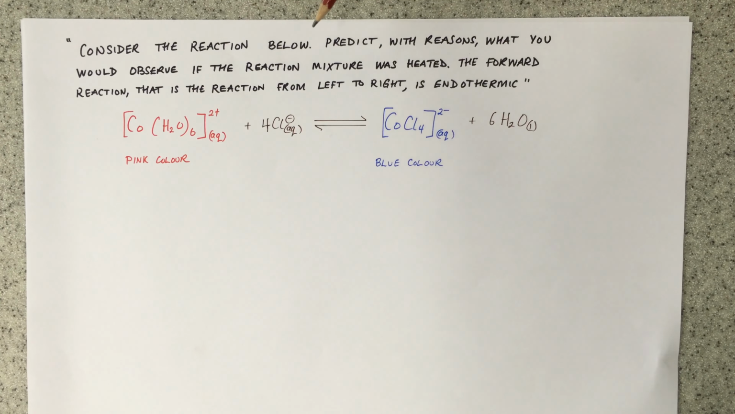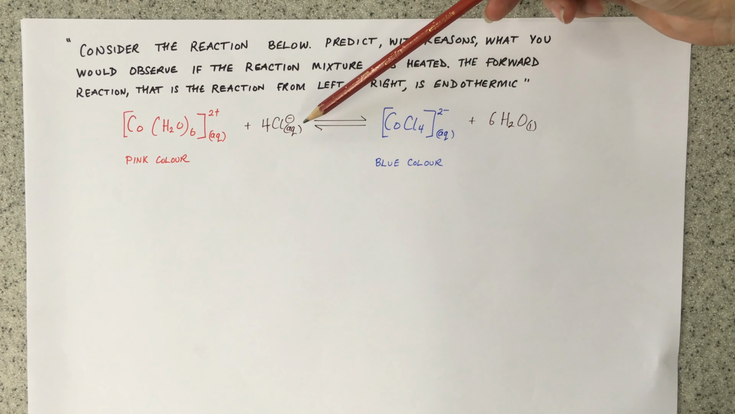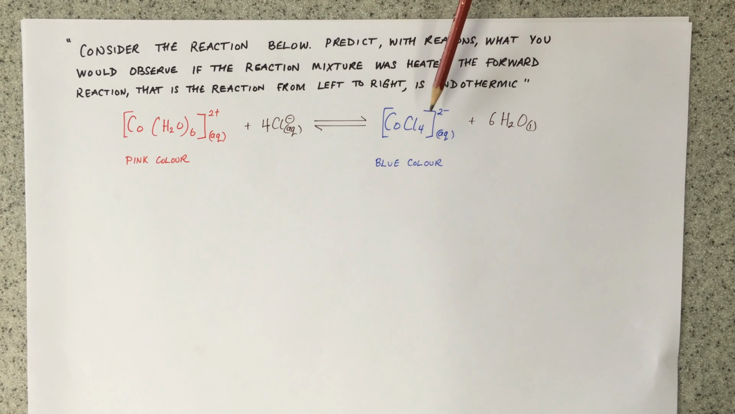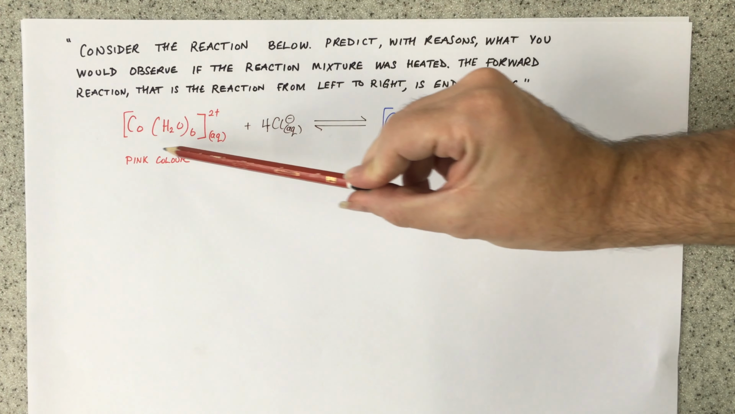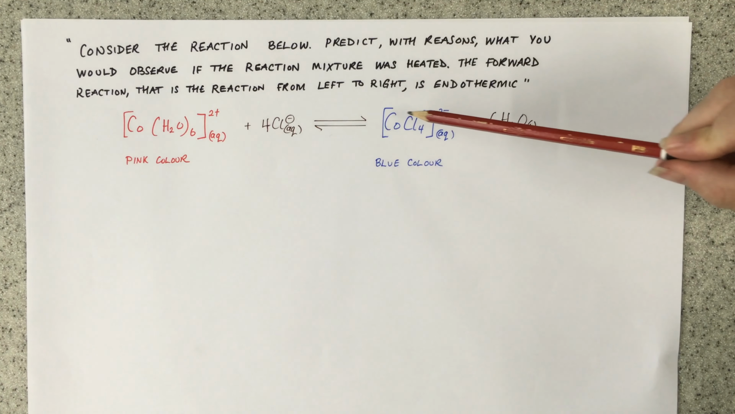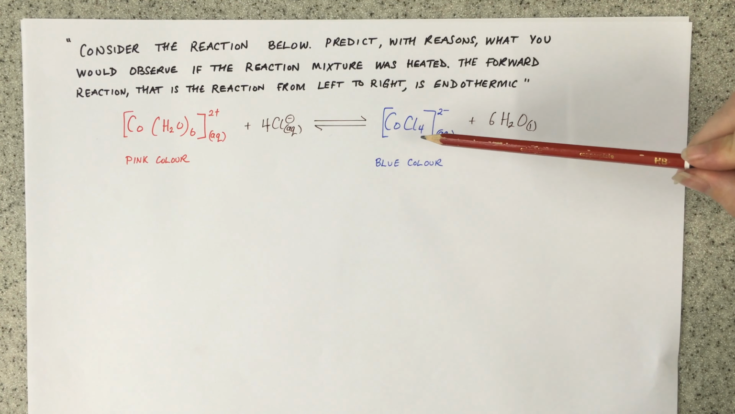Consider the reaction below. Predict with reasons what you would observe if the reaction mixture was heated. The forward reaction, that is the reaction from left to right, is endothermic. The first thing we notice about this is it's a reversible reaction, so the reaction can go forwards and backwards. The substances on the left hand side are pink and the substance on the right hand side is blue.